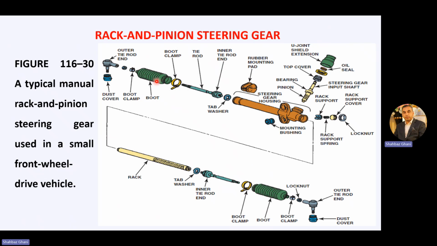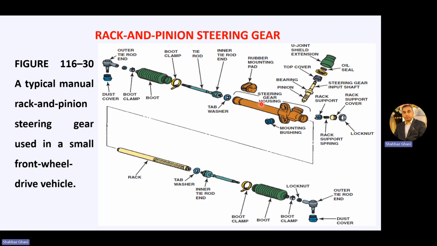Further illustration of this rack and pinion steering gear. A typical manual rack and pinion steering gear used in a small front wheel drive vehicle. We have this steering shaft coming in, and we have this pinion here, which is mounted going inside here, and this is the rack on which this pinion travels. And this is the left side, and this is the right side, same arrangement.